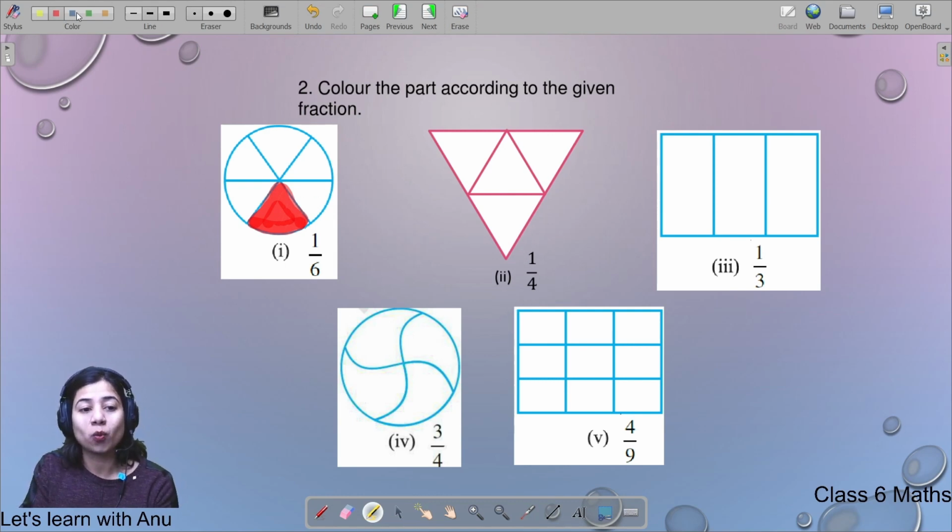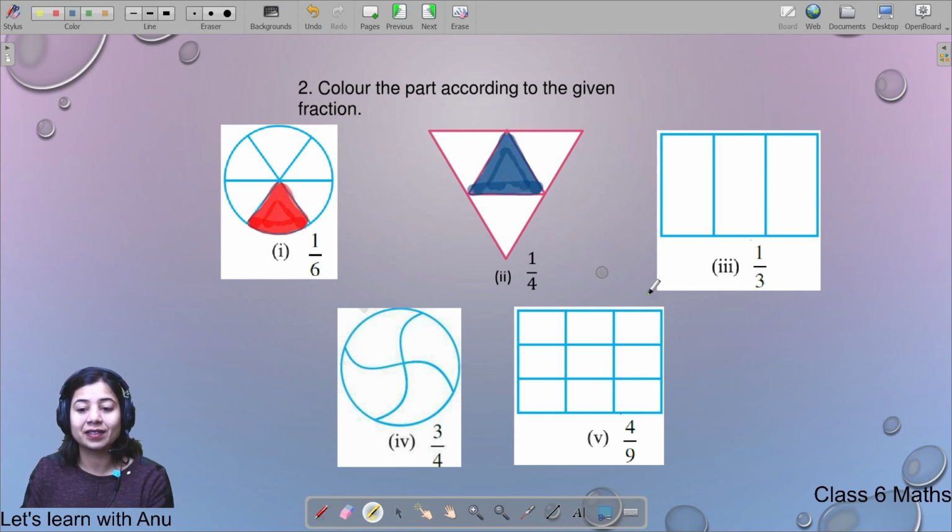Second part is 1 by 4. So here the triangle is divided into 4 equal parts, but we are going to shade only one part, right? One part is shaded out of 4 parts. Clear everyone?